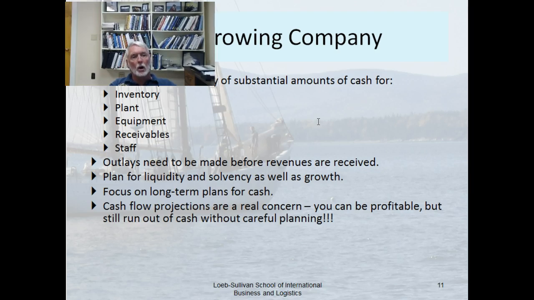So all of those things happen before they get revenue. So we have to do all these things. And the faster we grow, the more things we have to do before we're going to get more revenue, but we have to wait for the revenue. So all of these things have to happen.